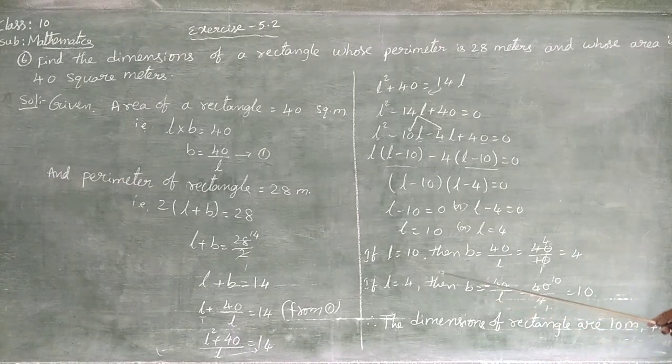If L equal to 10, what is the B value? 40 by L, 40 by 10, 10 fours. So B equal to 4. If L equal to 4, what is the B value? 40 by L, 40 by 4, 4 tens. That is equal to 10. If length is 10, breadth is 4. If length is 4, breadth is 10. Therefore, the dimensions of the rectangle are 10 meters, 4 meters. Here you can decide which one is the length and which one is the breadth, that is your wish.